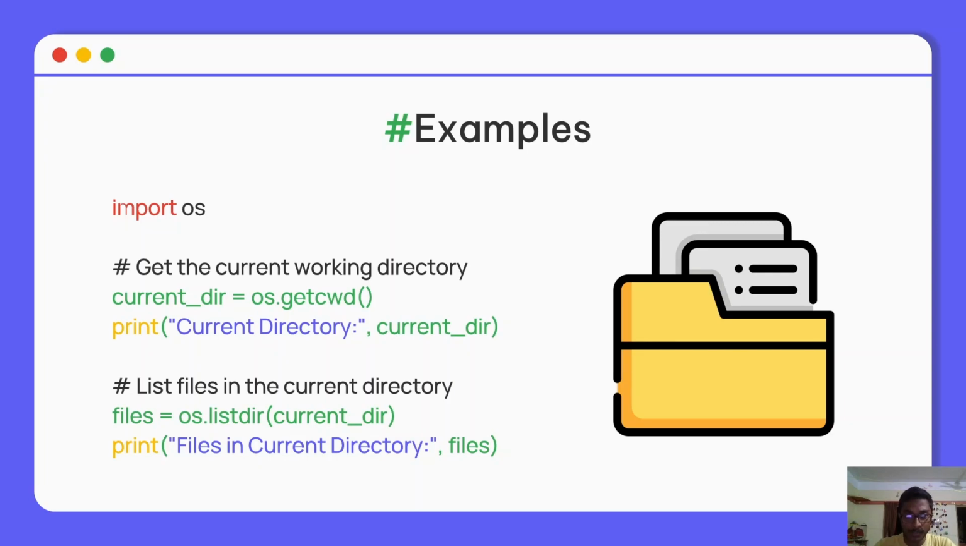Here the first thing we are doing is importing the os module, which is very important for this program. Then we have the first program: get the current working directory. These are the two lines we can use to return the current working directory. I have mentioned the keyword os.getcwd. With the help of this, we can return the current working directory of the program. Similarly, we have list files in the current directory. This returns the files which are present in the directory. For this operation, we are using os.listdir.